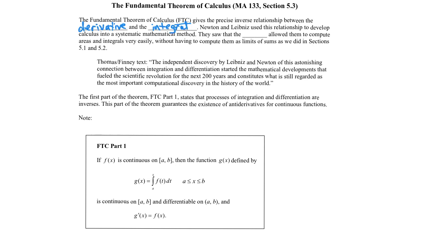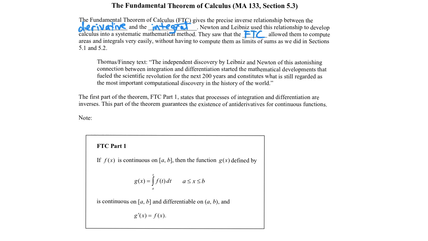Newton and Leibniz, who are typically credited with the discovery of calculus, or at least they were the two who put all the pieces together, used this relationship to develop calculus into a systematic mathematical method. They saw that the Fundamental Theorem of Calculus allowed them to compute areas and integrals very easily without having to compute them as limits of sums as we did in sections 5.1 and 5.2.